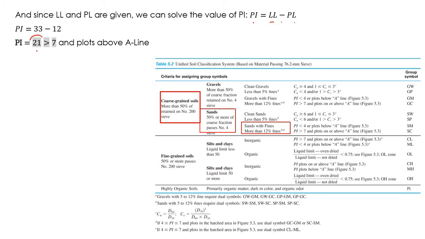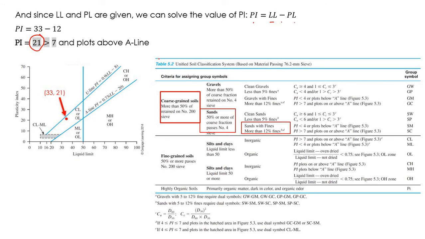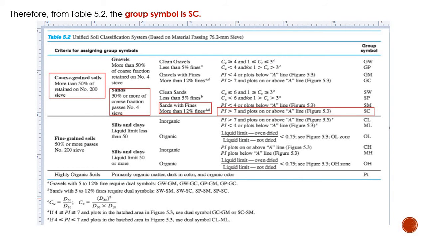So our PI is 21, that is greater than 7, and if we are going to plot it on the plasticity chart, this is your plasticity chart. So on the x-axis is liquid limit, on the y-axis is plasticity index. Our plasticity index is 21, so that is somewhere here. And then our liquid limit is given to be 33, somewhere here. So when you plot it, the point is somewhere here. This is your A line. So it is above A line. So therefore, our category is here and our group symbol is SC.